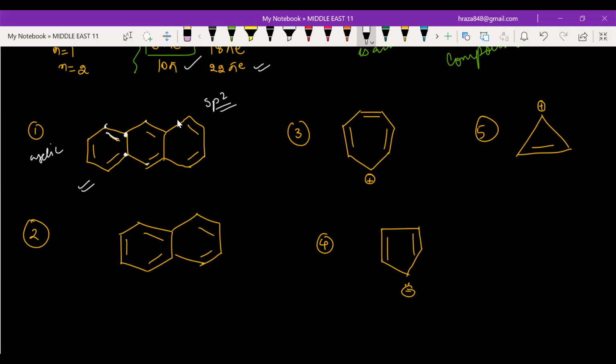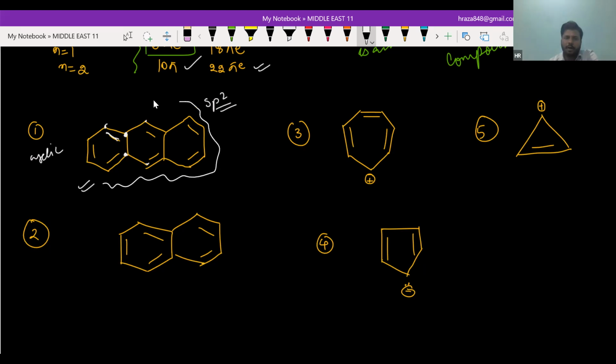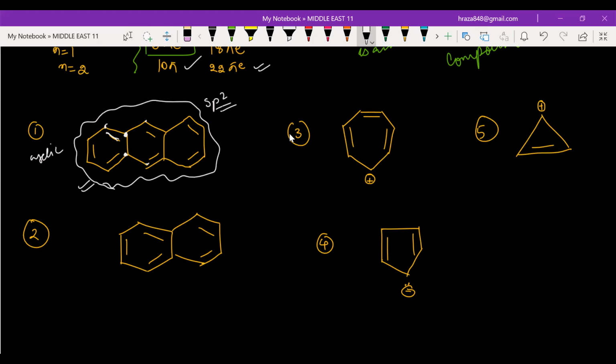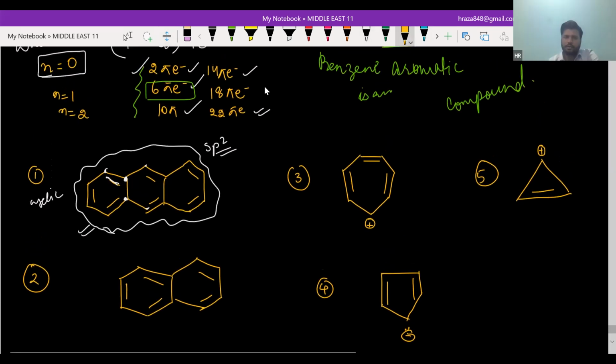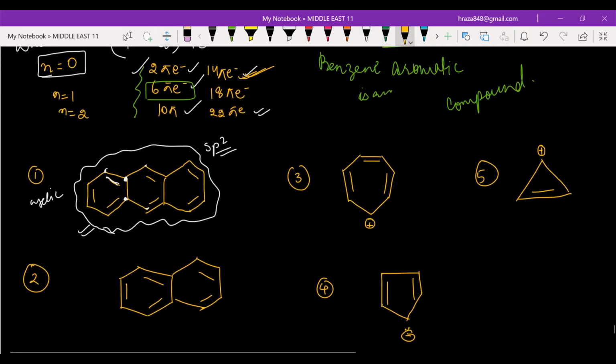And how many pi bonds are here in the compound? How many pi bonds are here? Seven. How many pi electrons? 14, sir. 14. Is 14 pi electrons available in Huckel's rule? Yes, sir.